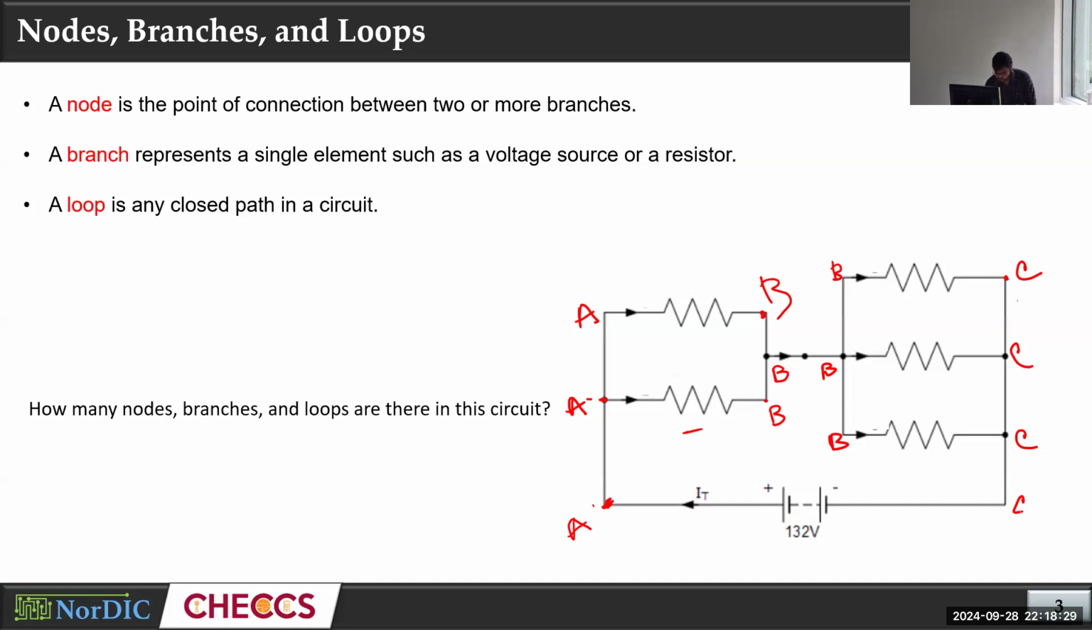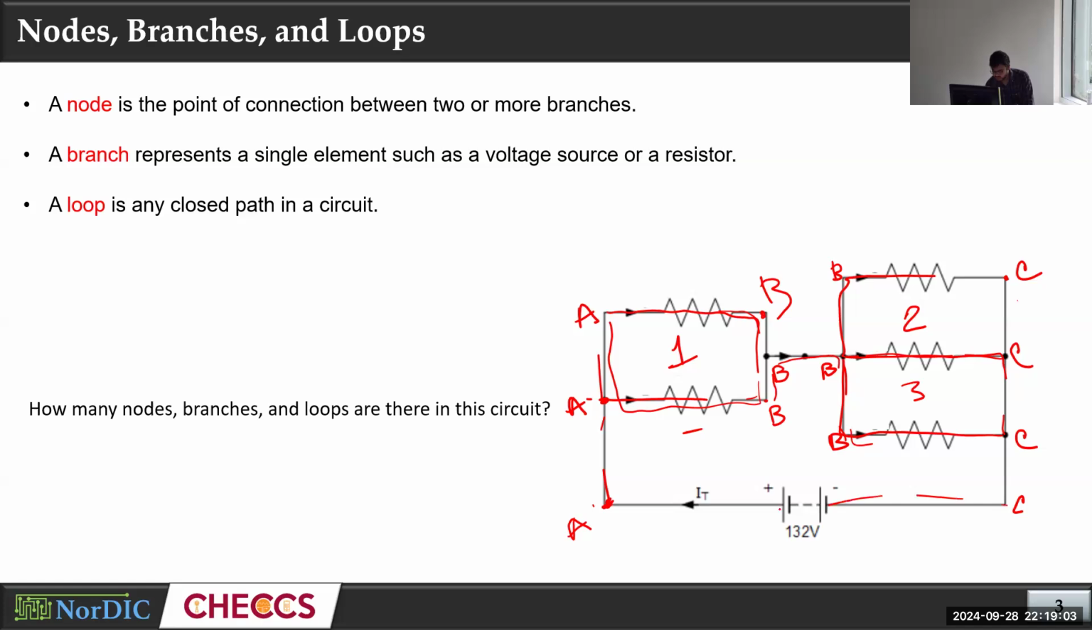Okay, so let's count. You can say this is one closed path, right? If you start from this point and travel through this path, it is closed, right? So this is one loop. Similarly, you have another closed path here. This is another loop. You have another closed path here. These are independent closed paths. So this is another loop, and finally you have another closed path here.